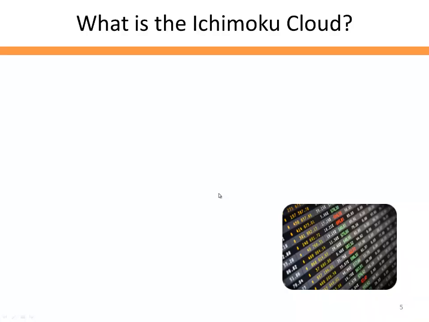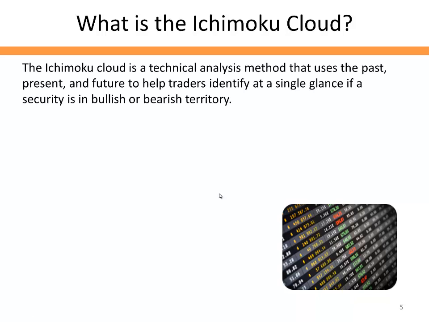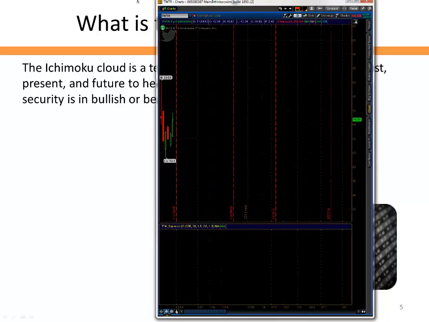So, very simple. What is the Ichimoku cloud? The Ichimoku cloud is a technical analysis method that uses past, present, and future to help traders determine, in a single glance at a security, whether it is bullish or bearish. So within 5 seconds, I can tell you if a stock is bullish or bearish. And I can bring it up here. I can put in any stock I want.